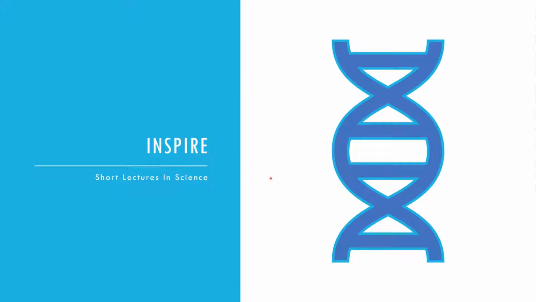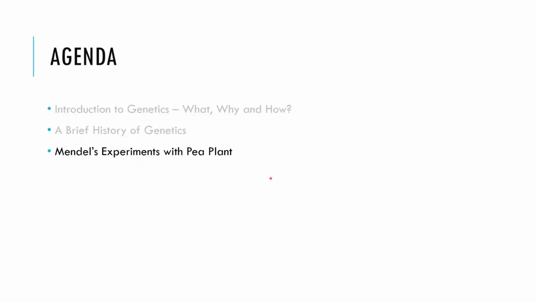Today's discussion will be part 2 of our genetics lecture. In the previous agenda, we saw an introduction to genetics, the what, why and how. We saw a brief history of genetics. Today we are going to talk about experiments in genetics and in particular Mendel's experiments with the pea plant.